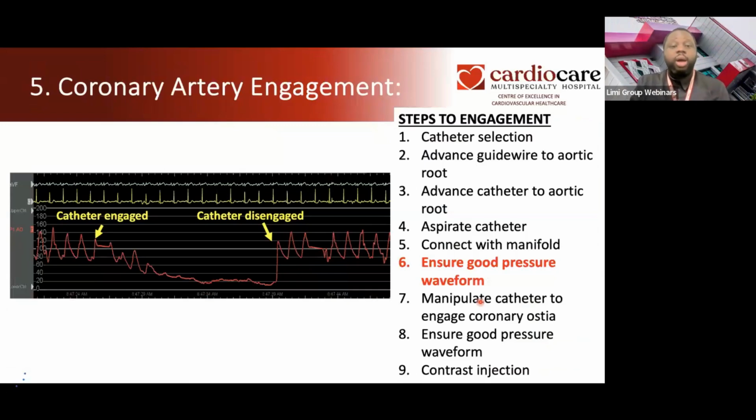Okay, so now we look at this. We can now see when the catheter is engaged or not. This is the waveform I was talking about.